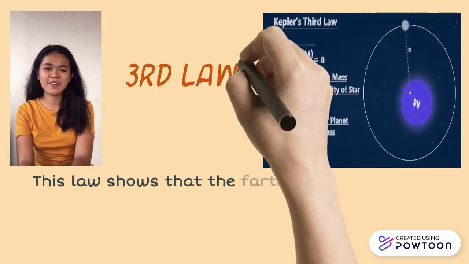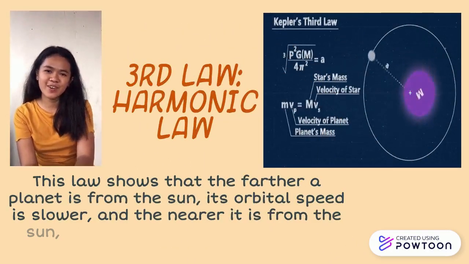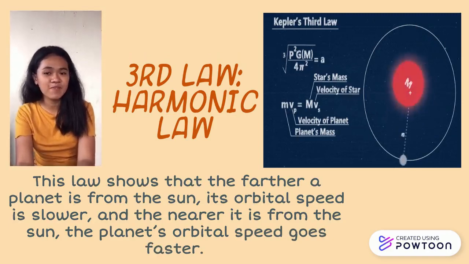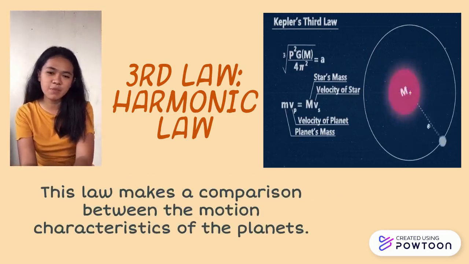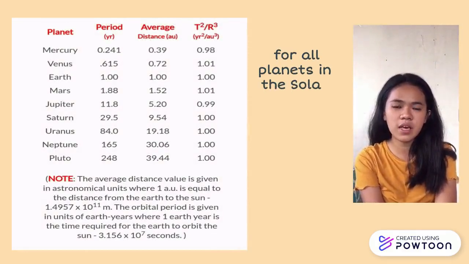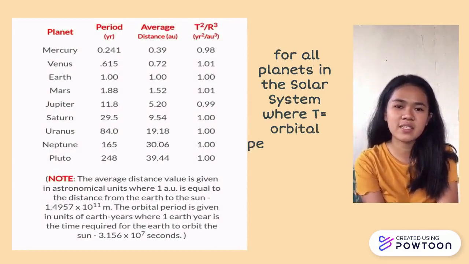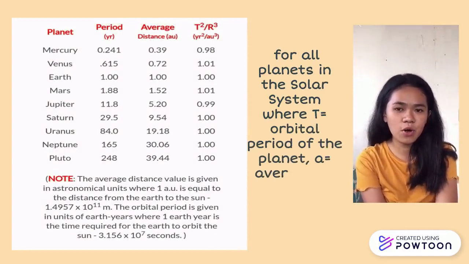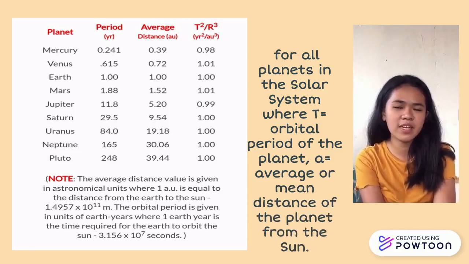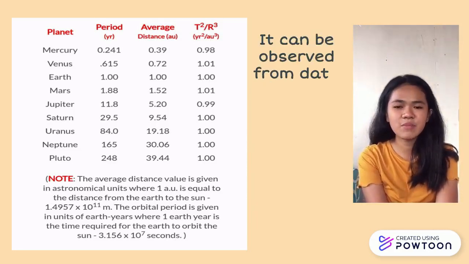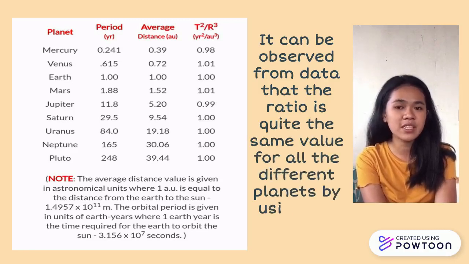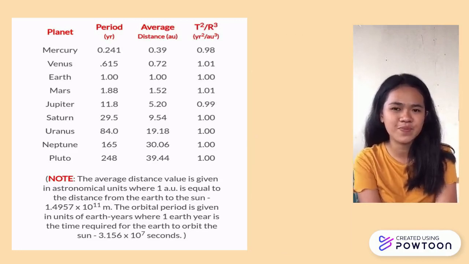This law shows that the farther a planet is from the Sun, the slower its orbital speed, and the nearer it is to the Sun, the faster its orbital speed goes. Third law: this law makes a comparison between the motion characteristics of the planets. T squared over a cubed is equal to k for all planets in the solar system, where T is the orbital period of the planet and a is the average or mean distance of the planet from the Sun. It can be observed from the data that the ratio is quite the same value for all the different planets by using the T squared over a cubed ratio.